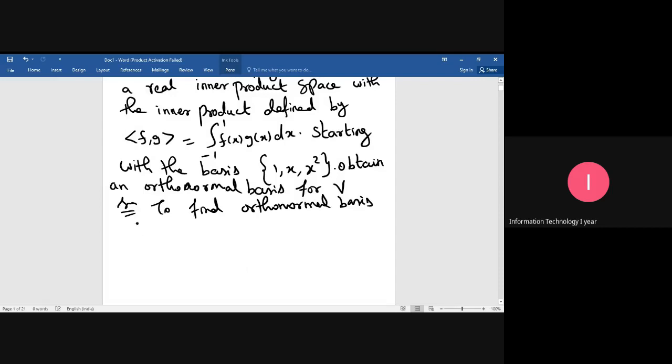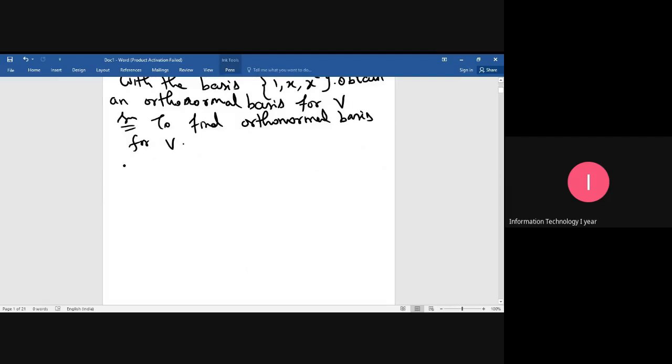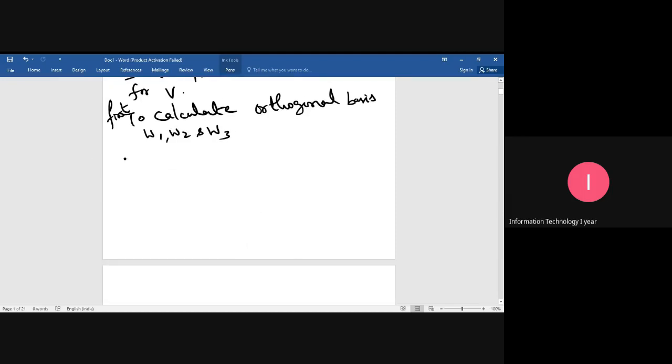Okay, so the solution is to find the orthonormal basis for V. Before finding the orthonormal basis, what do we calculate first? The orthogonal basis, right? So first we calculate the orthogonal basis W1, W2 and W3, because there are three basis vectors given: 1, x, x square. So the orthogonal basis is also W1, W2 and W3. So first we find W1, W2 and W3.